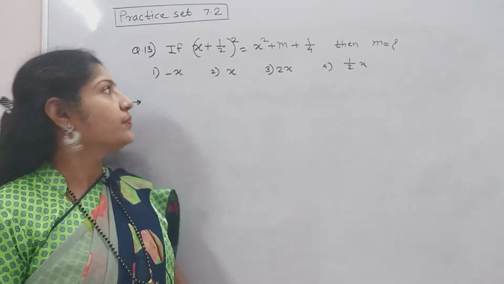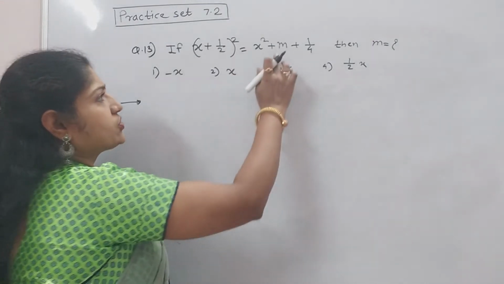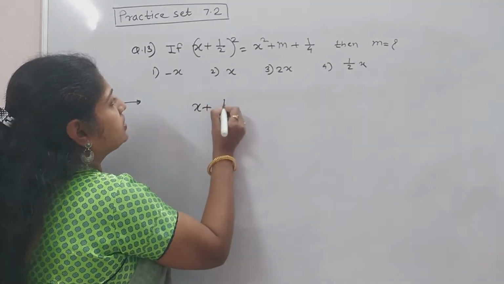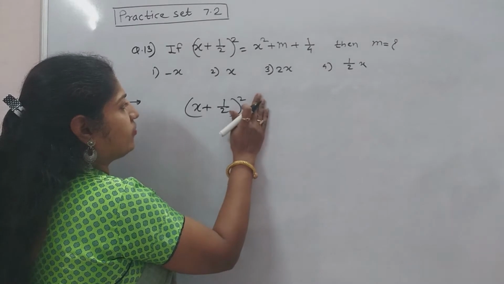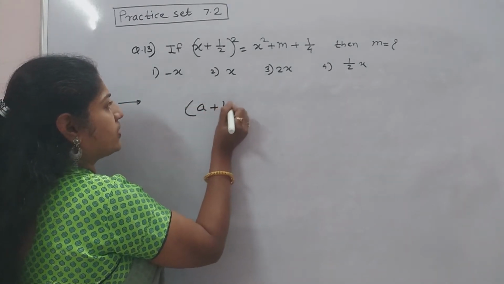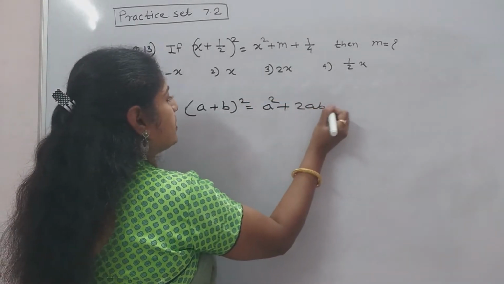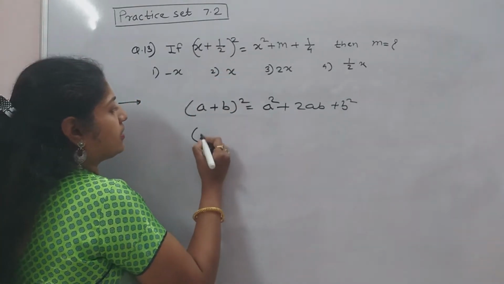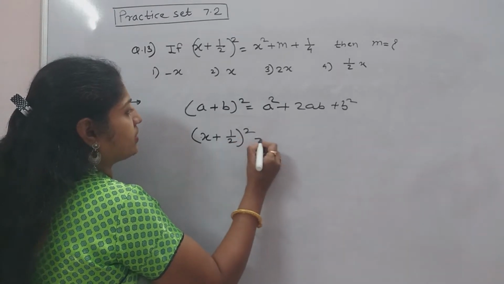Next: (x + 1/2) whole square equals x square + m + 1/4. Only solve this bracket by using the formula. And what is that formula? Use the formula (a + b) whole square equals a square + 2ab + b square. Use this formula to solve the square of (x + 1/2).